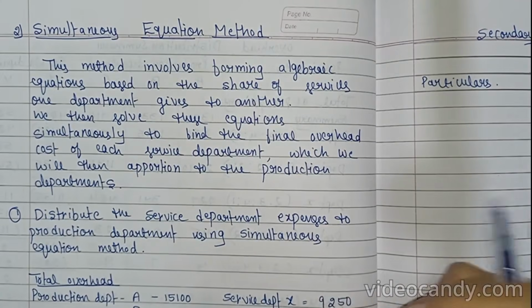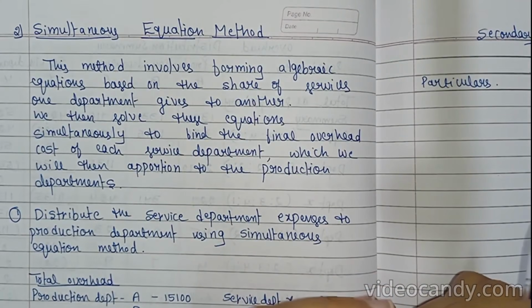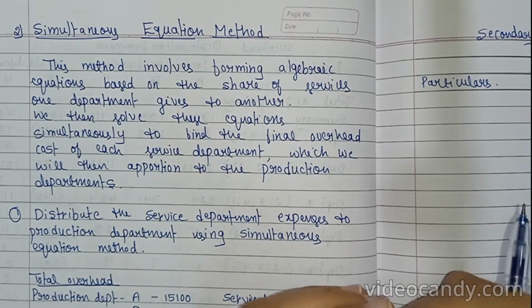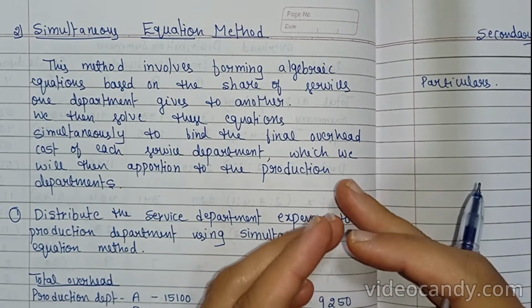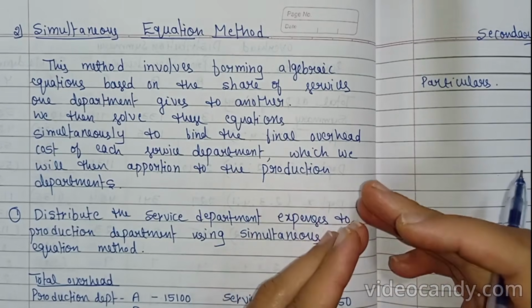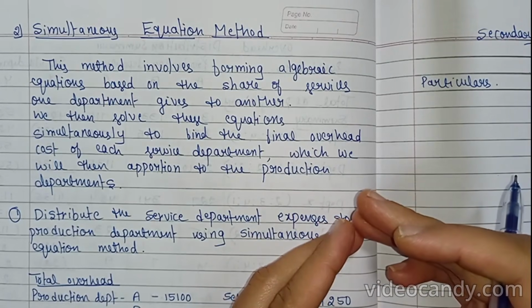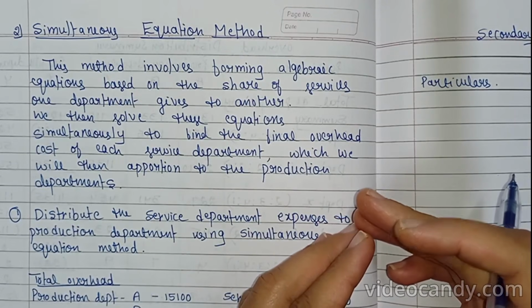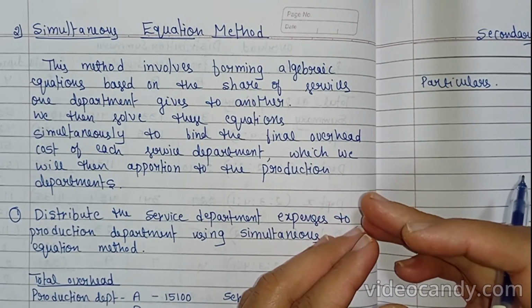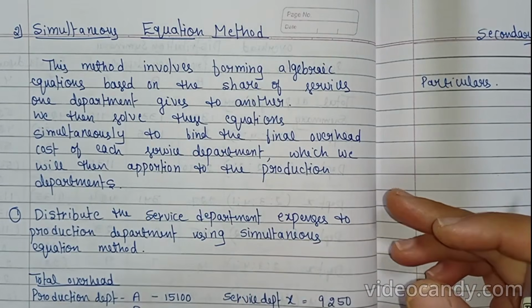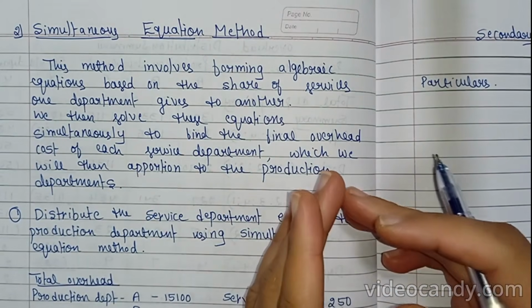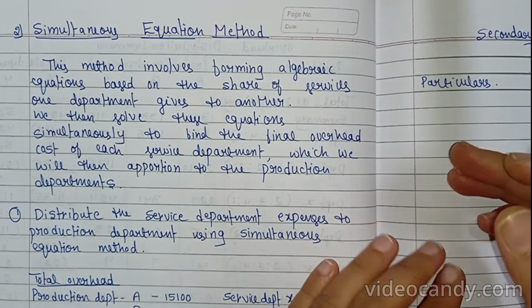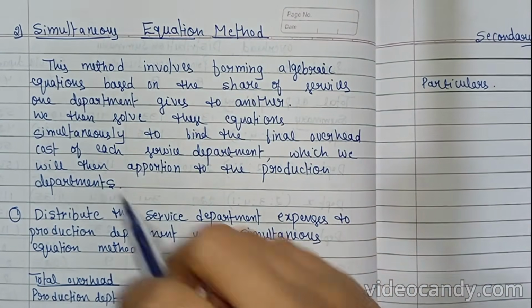In the last class, we learned about secondary distribution of overhead under the repeated distribution method, right? So in this class, we are going to learn how to distribute service department overheads using the simultaneous equation method. That is also one of the types of secondary overhead distribution. There are mainly two types, repeated distribution method and simultaneous equation method. So let's see how to distribute service department overheads using the simultaneous equation method. Clear? So let's see what it is.